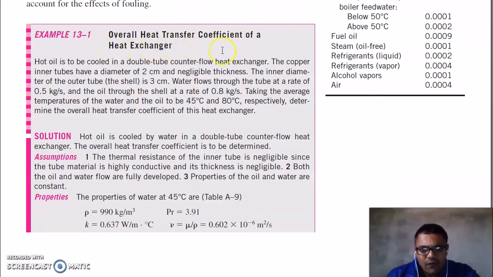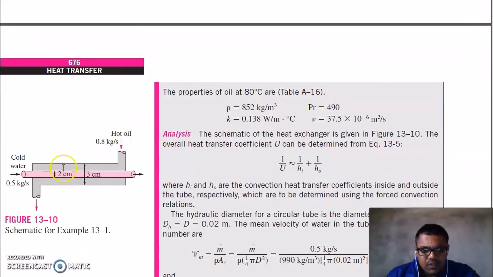Overall heat transfer coefficient of a heat exchanger. Hot oil is to be cooled in a double tube counterflow heat exchanger. So this is your double tube counterflow heat exchanger. Hot oil will be cooled with cold water. The inner diameter of the inner tube is 2 cm and the inner diameter of the outer tube is 3 cm.